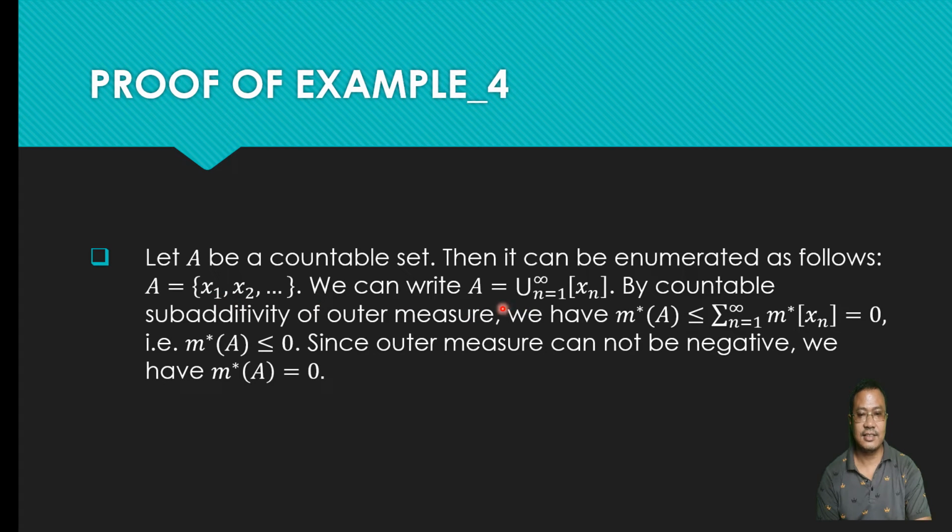So by countable subadditivity of outer measure, we can write like this: m star A is less than or equal to summation n going from 1 to infinity of m star of {x_n}. But the measure of each singleton set is equal to 0, so their summation is also 0. So m star A is less than or equal to 0, but outer measure can never be a negative quantity, so it should be 0. M star A is equal to 0.